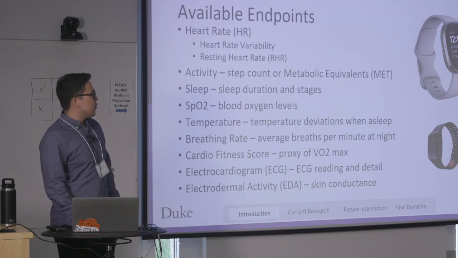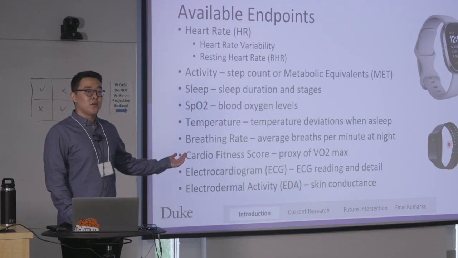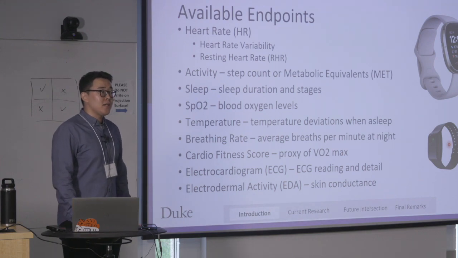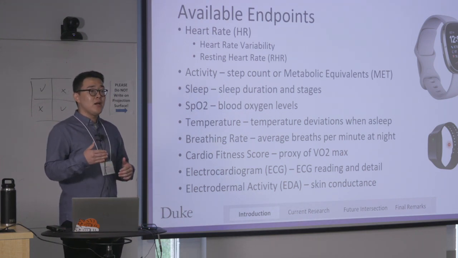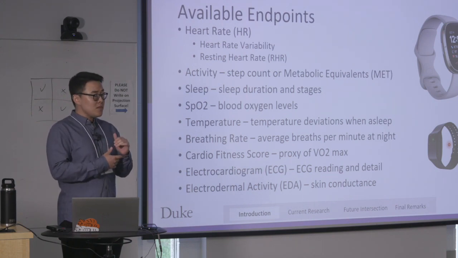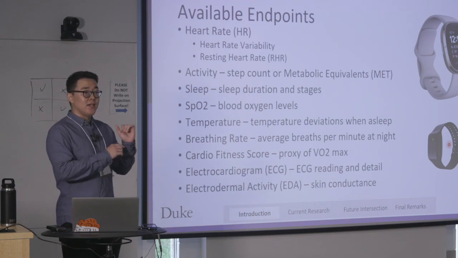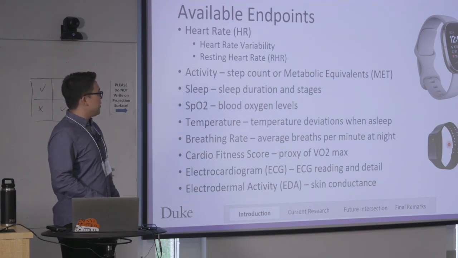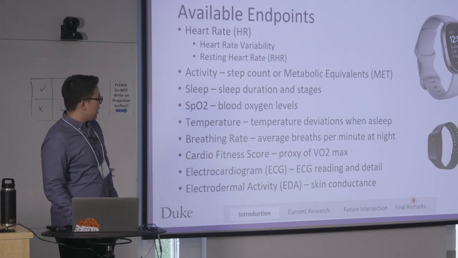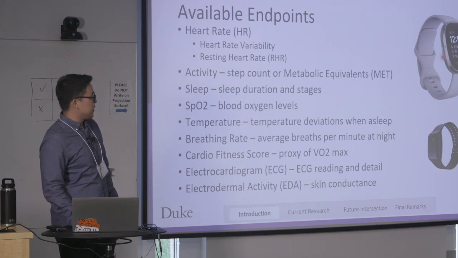And then there are also research grade watches. So this is from Empatica E4, and this is a company that tries to detect epilepsy. And so they have a much higher sampling rate in terms of their photoplethysmography. So that's the optical sensor, the green light that you see on your wristwatch. And they're able to get a lot more data that is not as common in these commercial wearable devices.